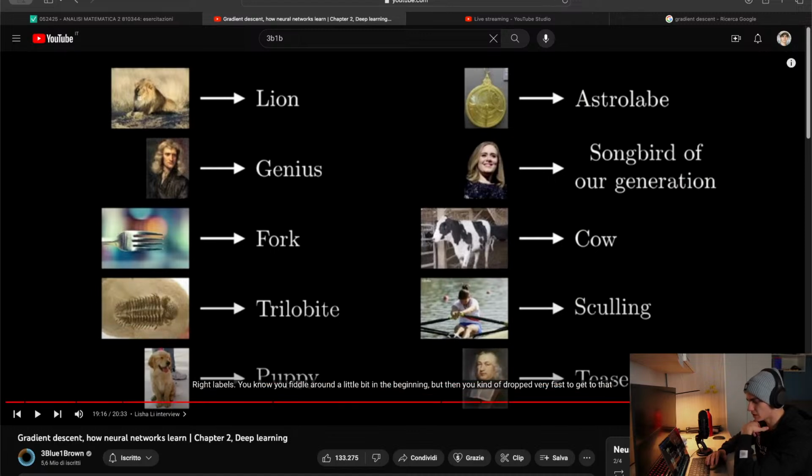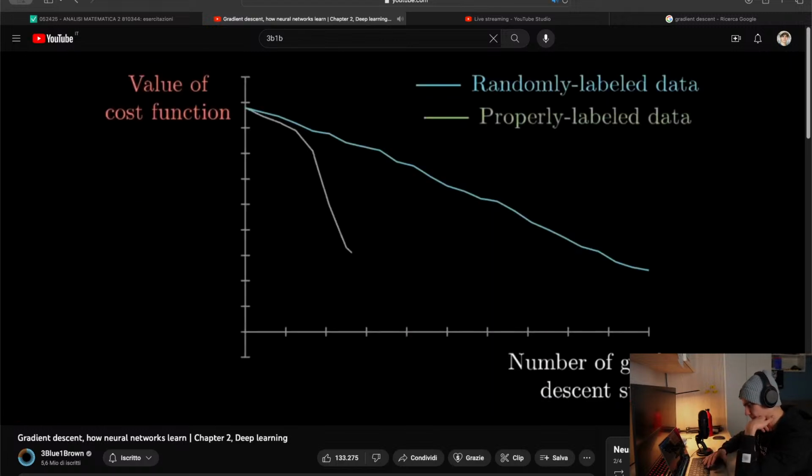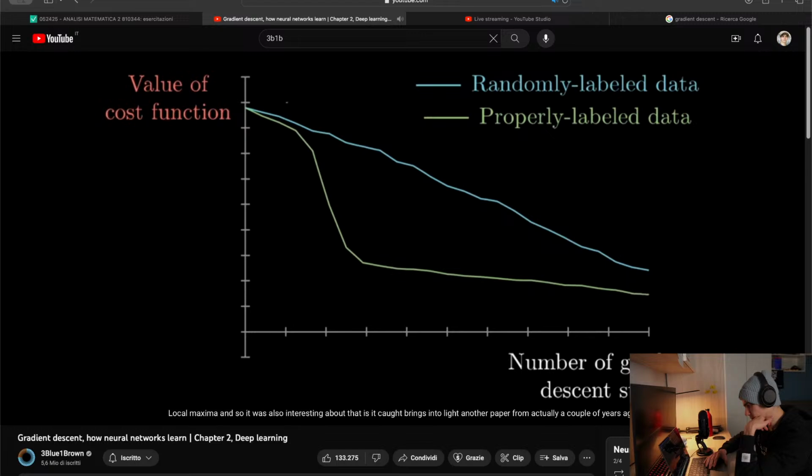You fiddle around a little bit in the beginning, but then you kind of dropped very fast to get to that accuracy level. And so in some sense, it was easier to find that local minima.